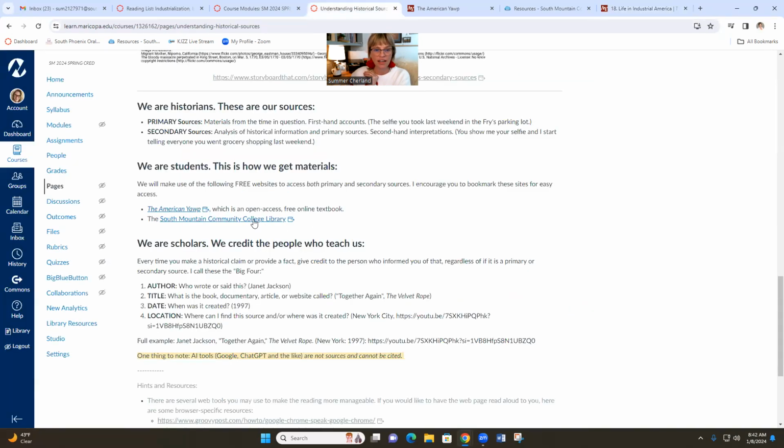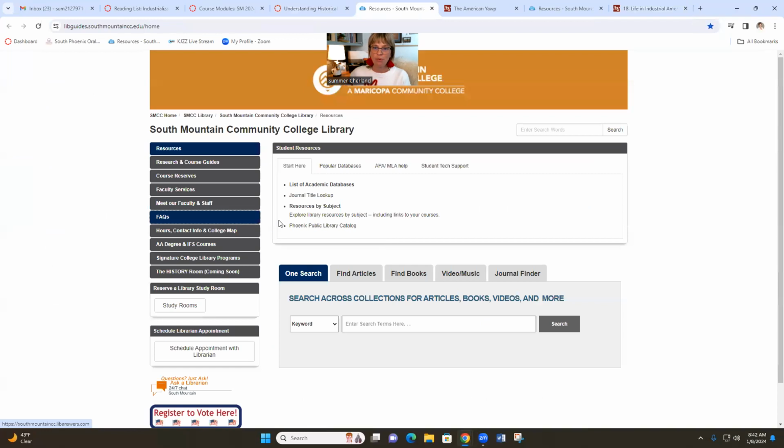The second is the South Mountain Community College Library. Now, it's not nearly as flashy as the American Yawp when you click on it, but I am devoted to you being comfortable with our library by the time this class is over. So I really encourage you to get comfortable with this particular website. I would even bookmark it. You can see I have it bookmarked right here.